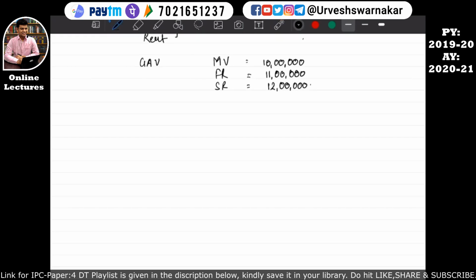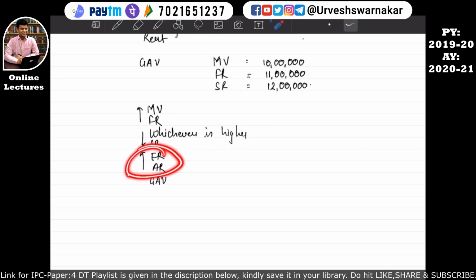So how will we calculate the GAV in case of a vacancy period? We will calculate in the following manner: municipal value, fair rent, whichever is higher, plus standard rent, whichever is lower, will give us expected rent. Then actual rent, then GAV, okay. So here the ideal formula for finding GAV was expected rent or actual rent, whichever is higher will become our GAV. But in case of a vacancy period we don't need to follow this formula, okay. So what formula we need to follow, we will see.